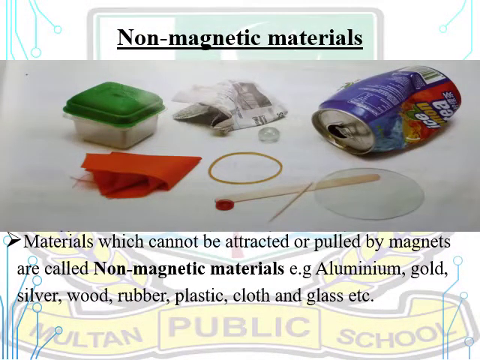We are going to discuss non-magnetic materials. Materials which cannot be attracted or pulled by magnets are called non-magnetic materials. For example, aluminium, gold, silver, wood, rubber, plastic, cloth, and glass, etc. Let's prove it practically.